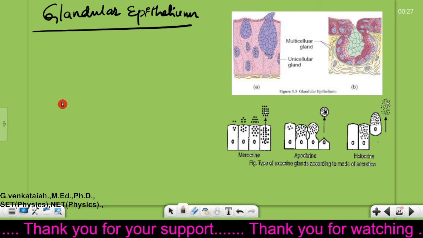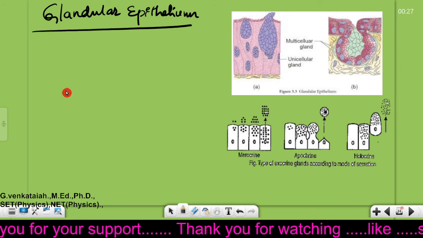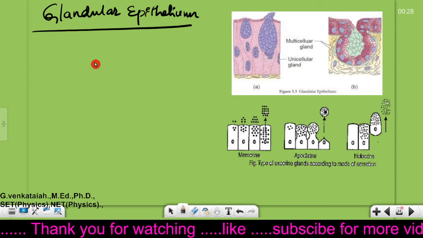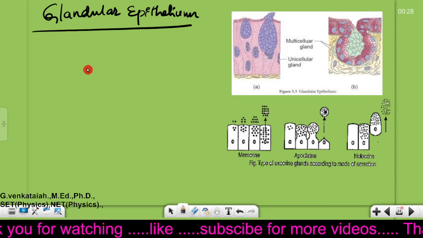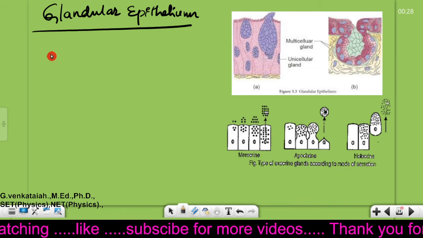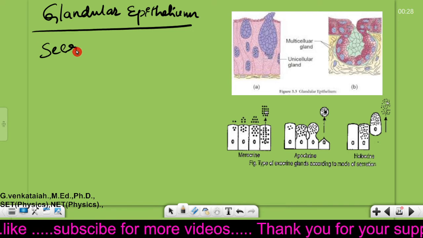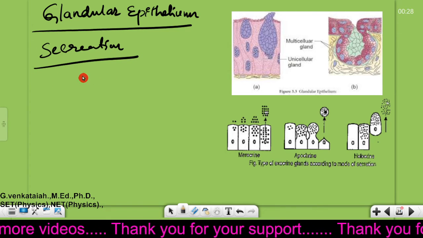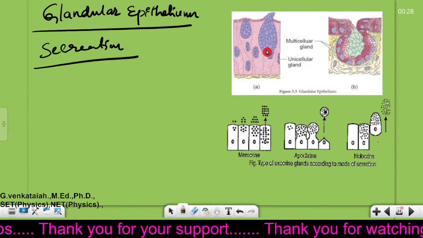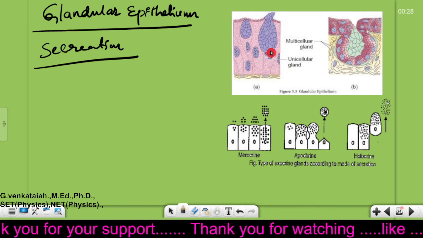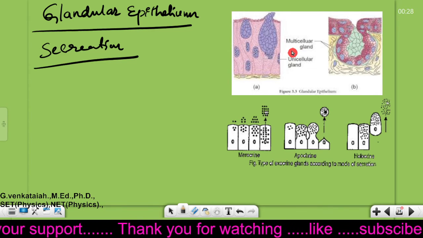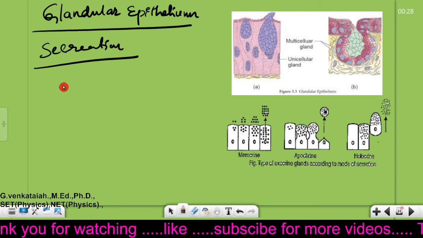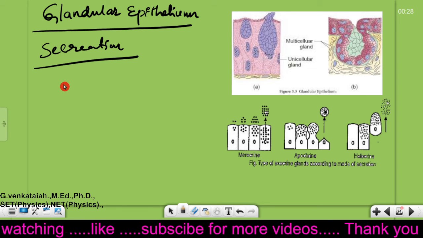Glandular epithelium tissue. Here the cells generally have long cylindrical shapes, but a specific character is there: secretion. The secretion process will be done in this epithelial tissue, then it is called a glandular epithelial tissue. Here secretion means some glands are present in the epithelial tissue.